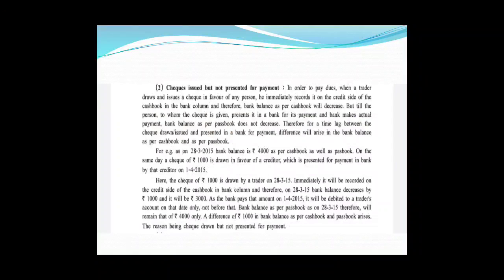whenever we need to make a payment to someone through the bank and we issue a check for the same, as and when the check is issued to the person, we record that check on the payment side of our cash book immediately. So the balance as per cash book is already reduced, but the payment will be made by the bank when the check is presented to the bank.